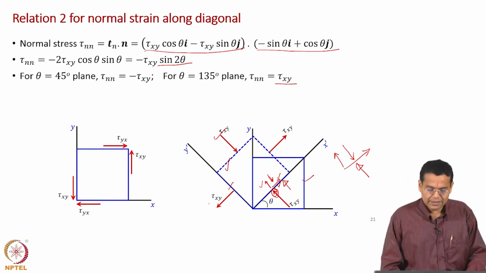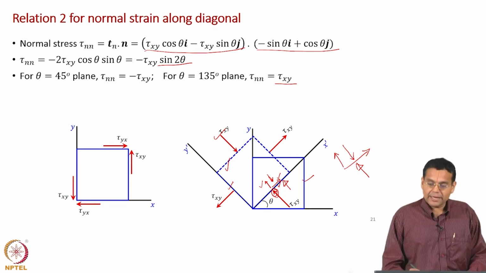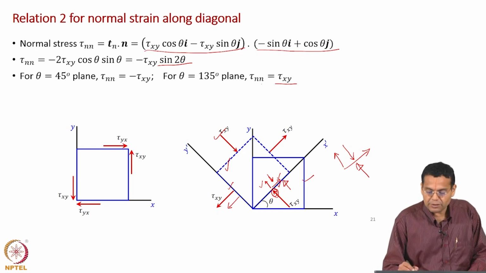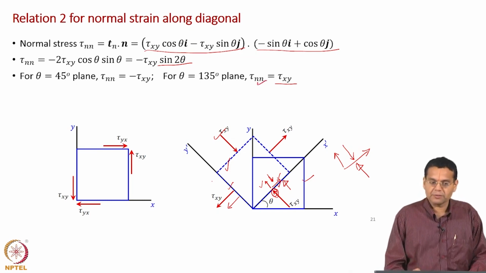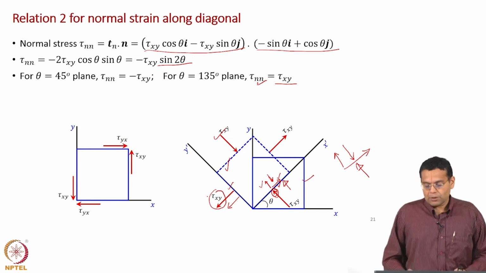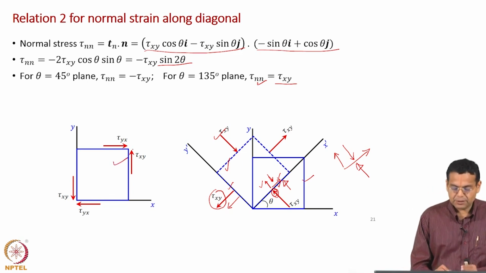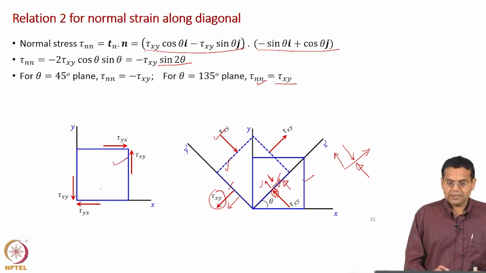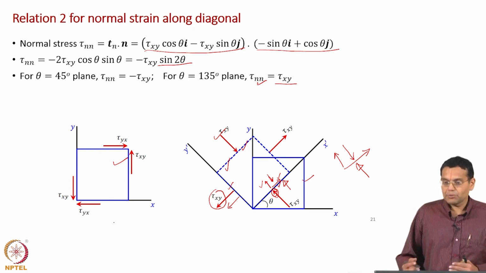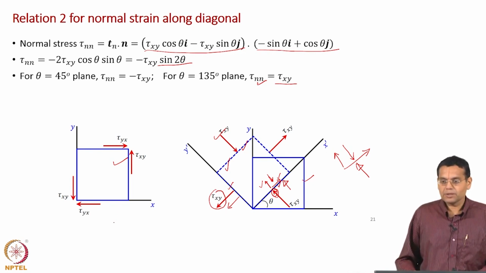Now, for the 135 plane, with theta equal to 135, this is the unit normal, and we found tau nn equal to tau xy, which means it is along the unit normal, and that is why this arrow is indicated this way, tau xy. So, what we have done is that we had a stress element subject to pure shear stress. When you rotate it 45 degrees to the left, it is equivalent to a stress element subjected to only normal stresses.